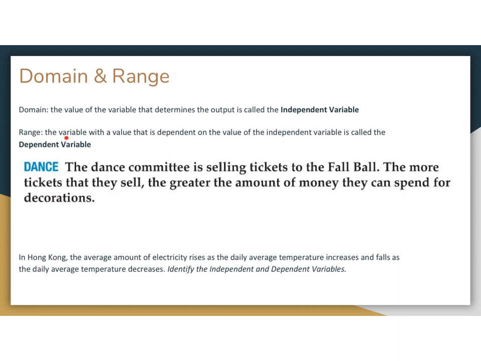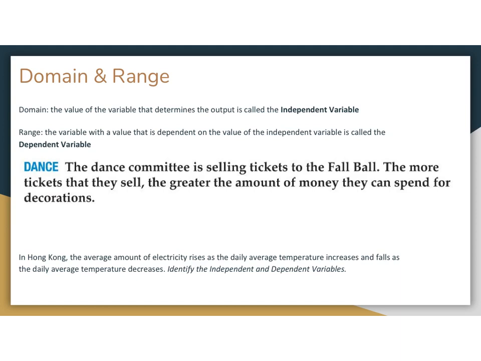The range is the variable with a value that is dependent on the value of the independent variable, and it is called the dependent variable. So that goes on the y-axis, the vertical axis. So here's a few examples that we will walk through.